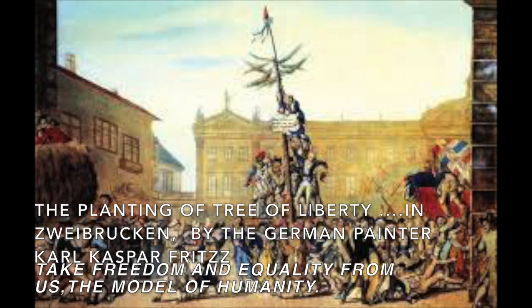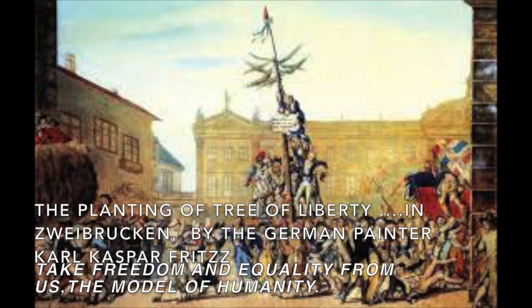The planting of the Tree of Liberty in Zweibrücken by a German painter, children. It was a German painter, Karl Caspar Fritz. This is during the occupation of the town of Zweibrücken by the French armies. These French soldiers can be recognized in the blue uniforms, and they have been portrayed as oppressors as they seize a peasant's cart, harass a young woman, and force a peasant down to his knees. This is about when the European people turned hostile towards the French armies.